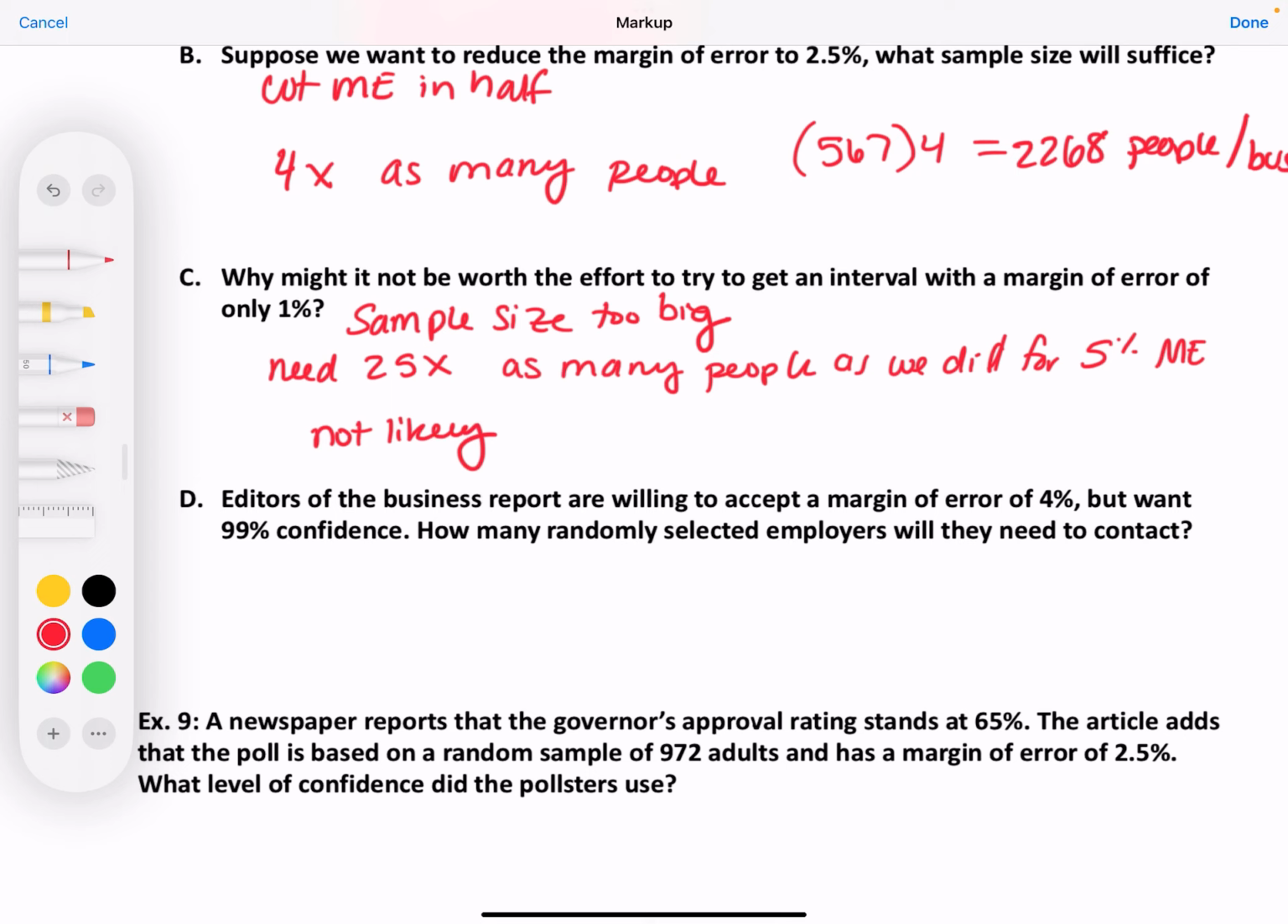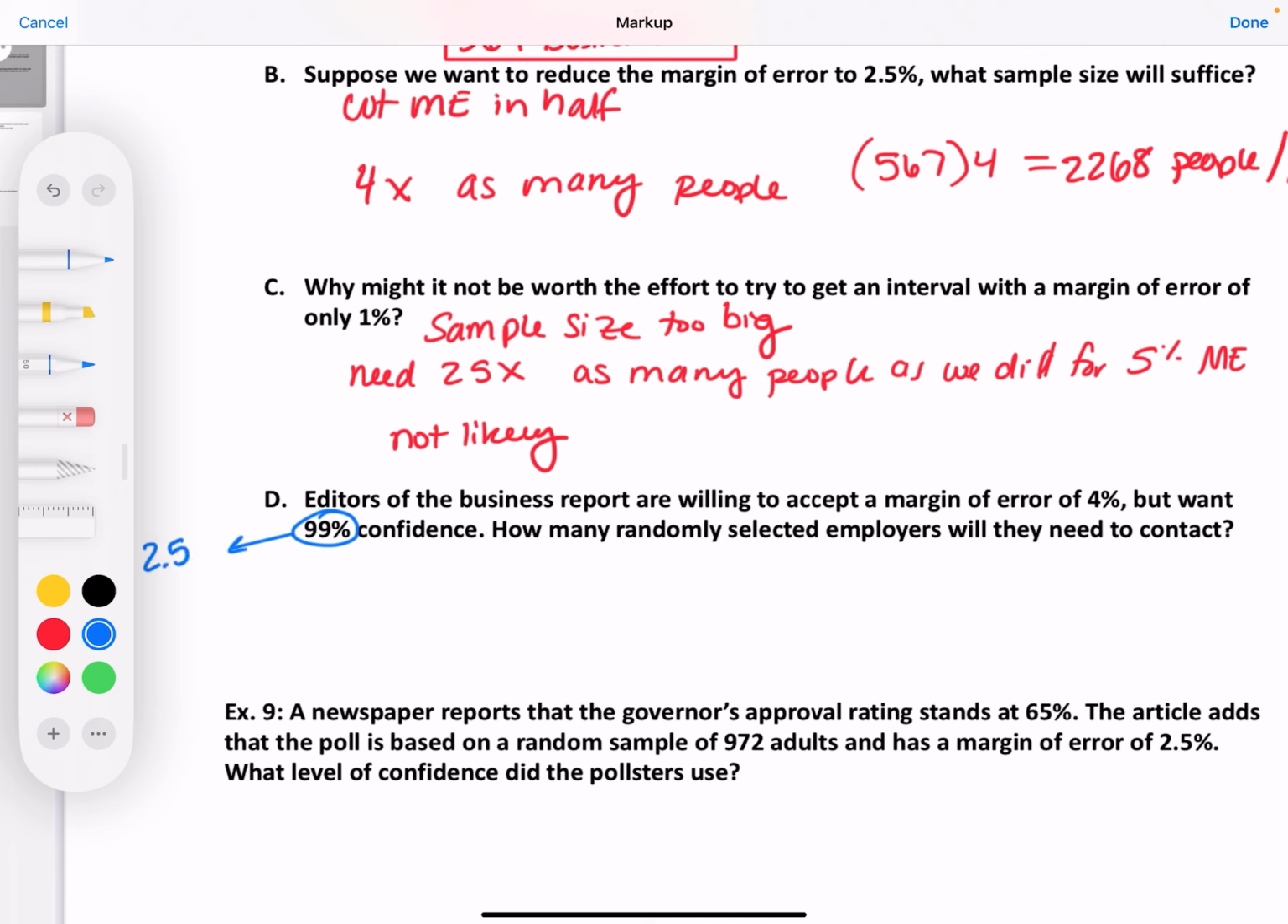So then editors of the business report are willing to accept a margin of error of 4%, but want 99% confidence. So how many randomly selected employers will they need to contact? We're doing the same thing, but for a 4% margin of error and 99% confidence, which is z star of 2.576. So we would have margin of error 0.04 is equal to z star, which is 2.576, times the square root of 0.5 times 0.5 divided by n, and then you just have to solve that again.